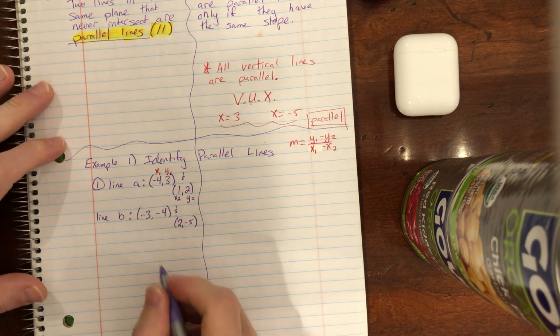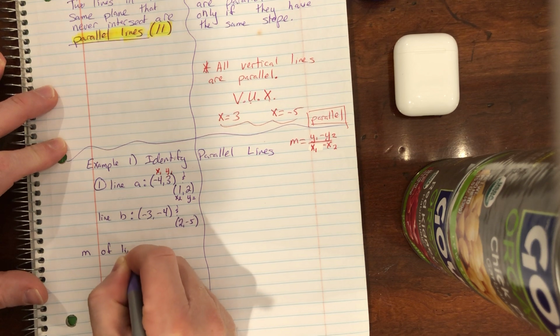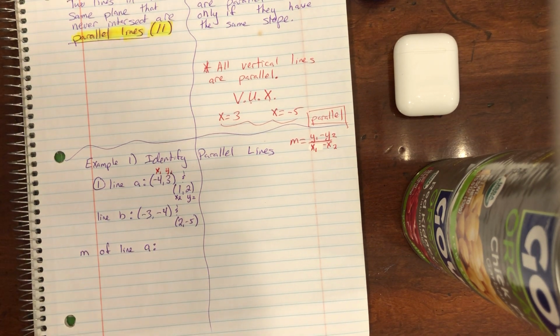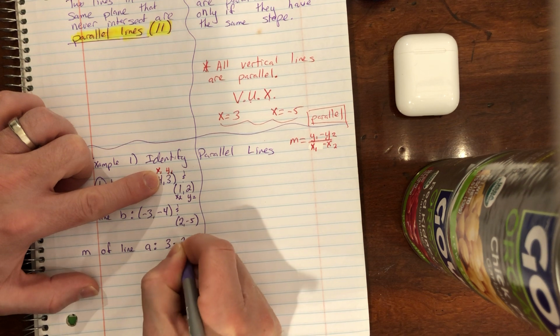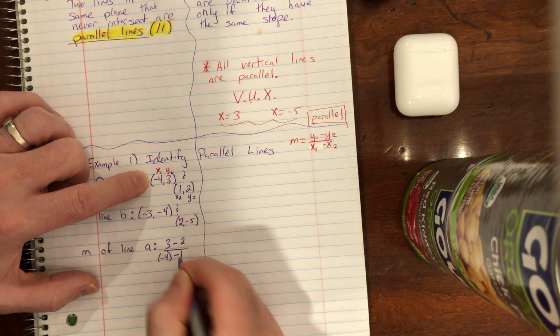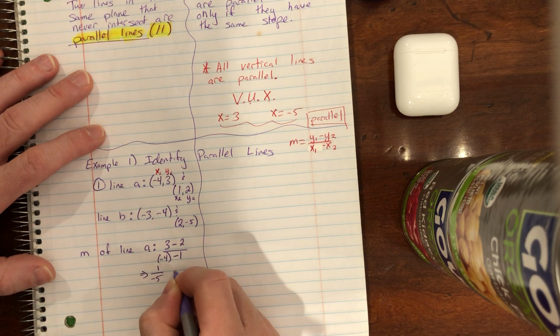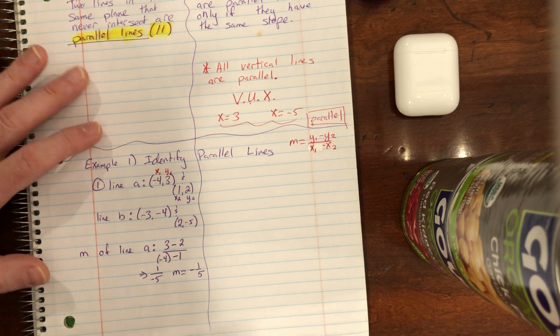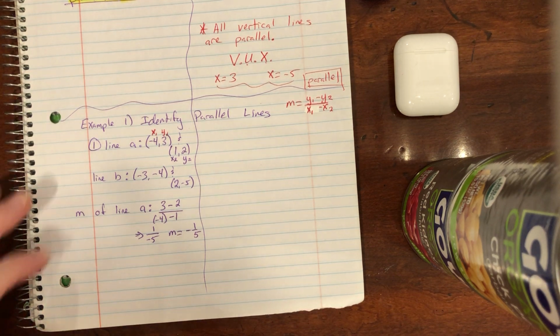The first thing we're going to do here is find the slope of line A. When we do this, we're going to use our slope formula and say y1, which is 3, minus 2 over x1, which is -4, minus 1. This would be 1 over -5, so the slope is negative 1/5. If we think about it, the slope of our second line would have to be negative 1/5 for these lines to be parallel.